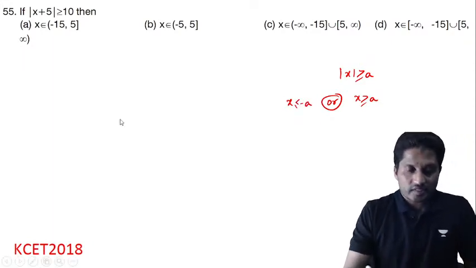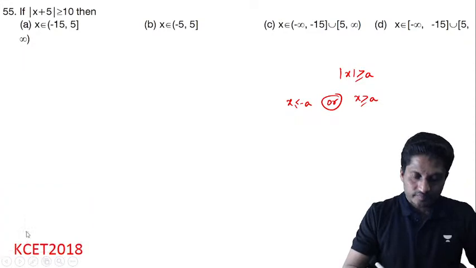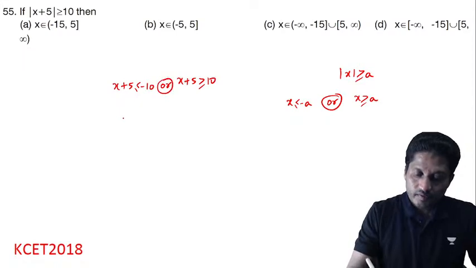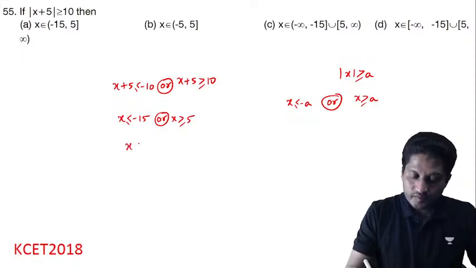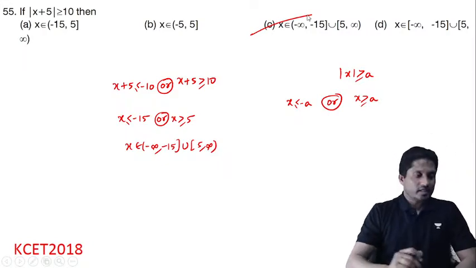If I use this logic, then modulus of x plus 5, mod of x plus 5 is greater than or equal to 10. So x plus 5 is greater than or equal to 10, or x plus 5 is less than or equal to minus 10. Okay, x is less than or equal to minus 15, or x is greater than or equal to 5. That is, x belongs to minus infinity comma minus 15 closed, union with closed interval 5 to infinity. Answer is options. Right, let's move to the next question.